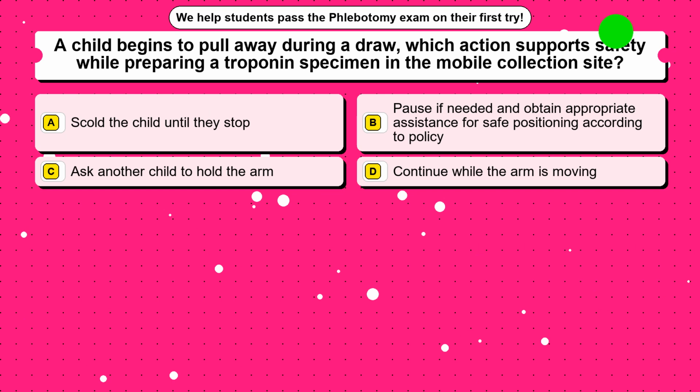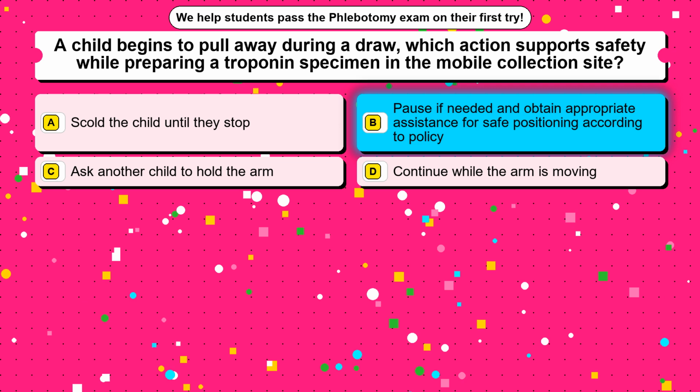Question 63. A child begins to pull away during a draw. Which action supports safety while preparing a troponin specimen in the mobile collection site? Option A. Scold the child until they stop. Option B. Pause if needed and obtain appropriate assistance for safe positioning according to policy. Option C. Ask another child to hold the arm. Option D. Continue while the arm is moving.